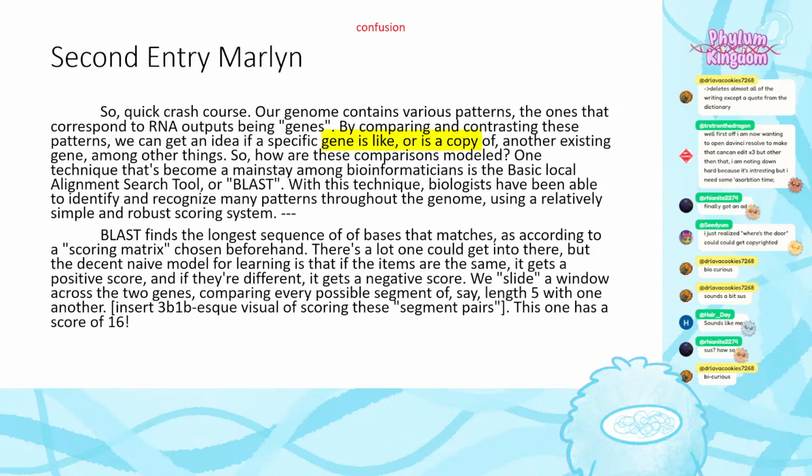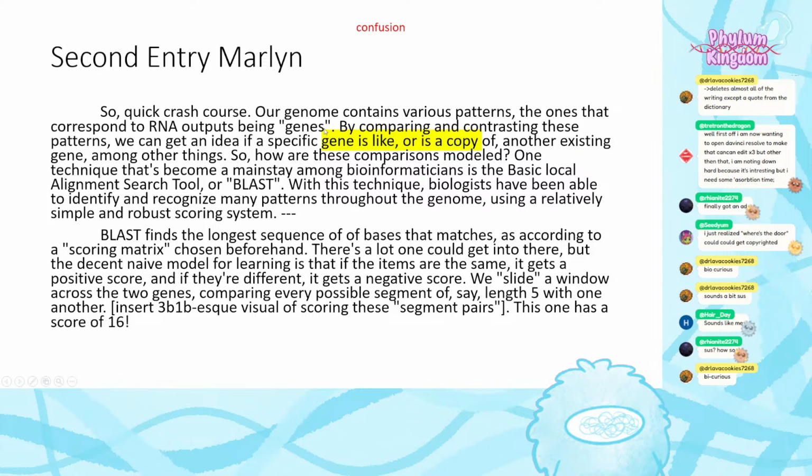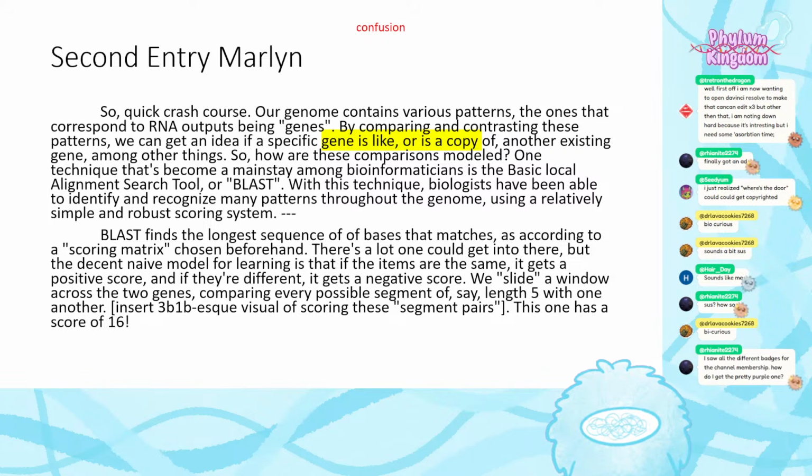Okay. So, going through my emotions, I got a little confused here with the wording. I'll read the sentence again. By comparing and contrasting these patterns, we can get an idea of if a specific gene is like or is a copy of another existing gene, amongst other things. Like can have different meanings, and the first time I read this, I got a little tripped up on this. So I would just change this to similar to, honestly.